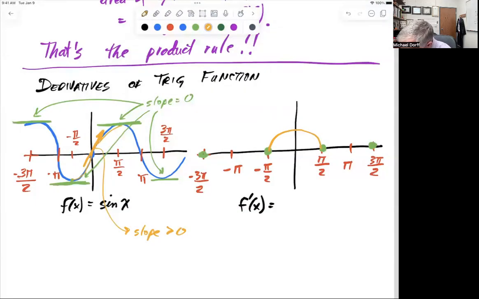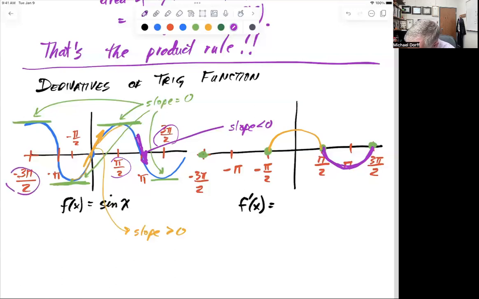Likewise, in a similar fashion, if I'm between pi over 2 and 3 pi over 2 and I do a tangent line, the slope of that tangent line is negative. It's pointing down. So that means the graph of the derivative should be below the x-axis. And likewise, between 3 pi over 2 and pi over 2, it's also going to be negative there, so it should be below the x-axis.